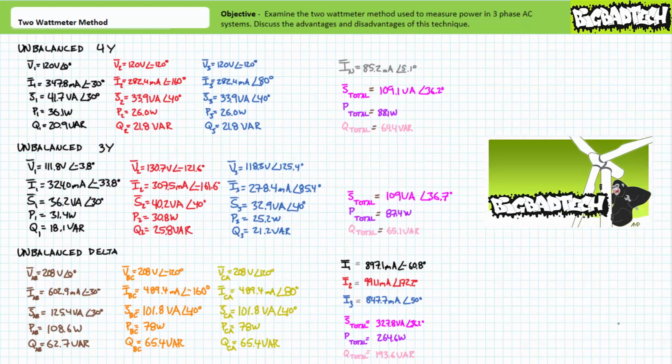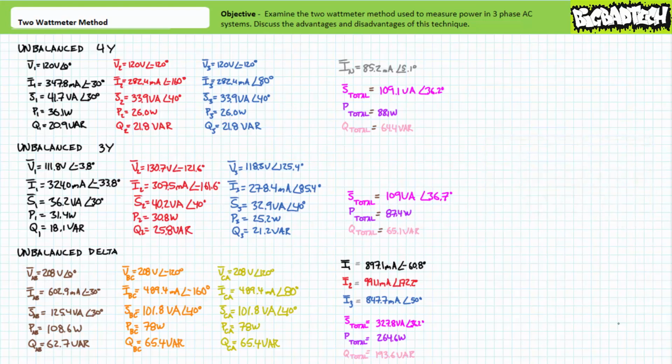During one of the aforementioned lectures, we explored the use of the single Wattmeter method to measure power in balanced three-phase AC systems. The single Wattmeter method is not applicable for unbalanced three-phase AC systems. Today we'll explore power measurement in unbalanced three-phase AC systems using the 2 Wattmeter method. As such, let's zoom in on the data for each of the unbalanced configurations.